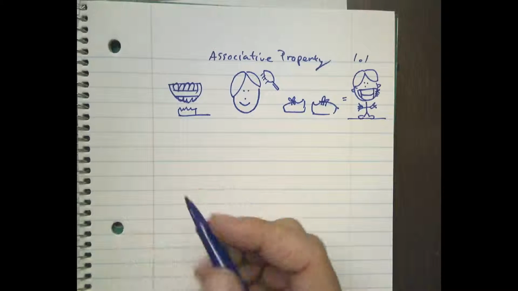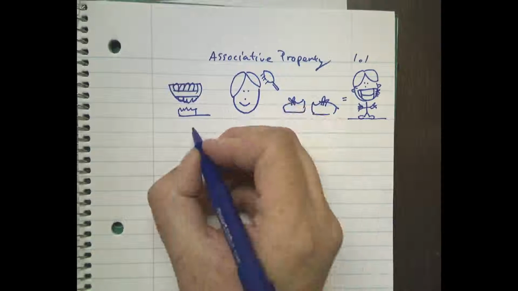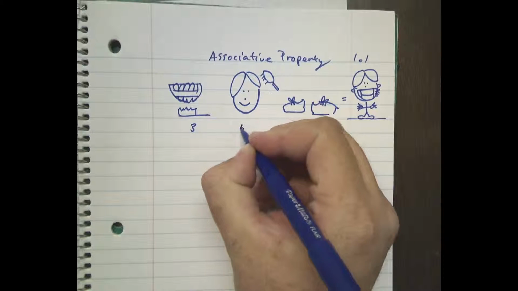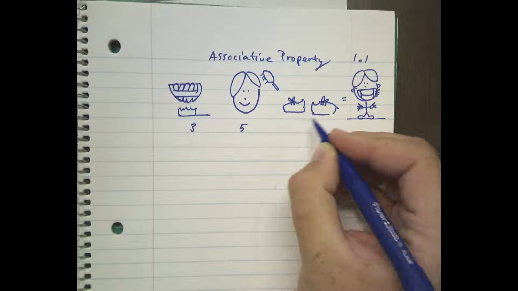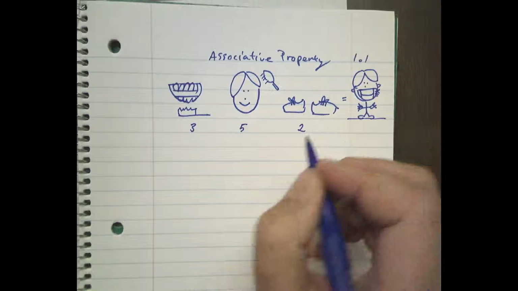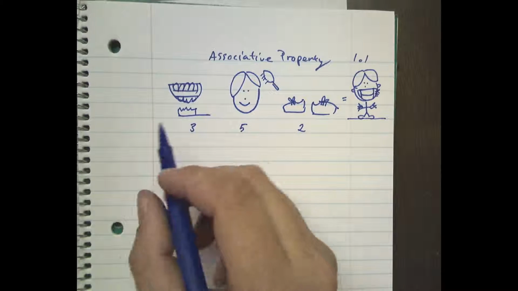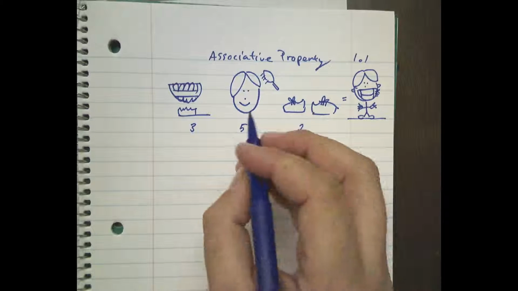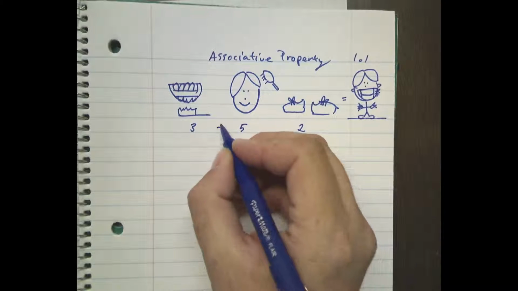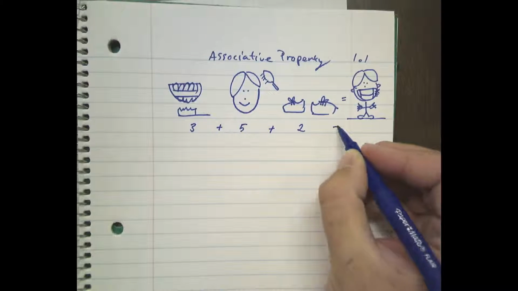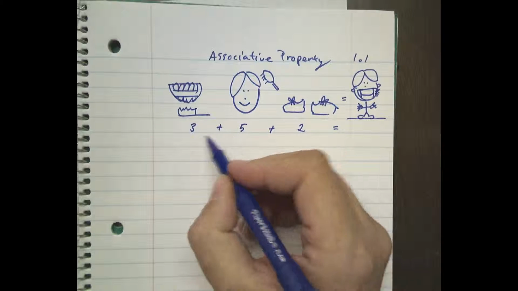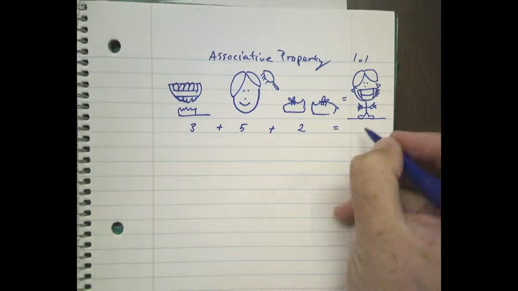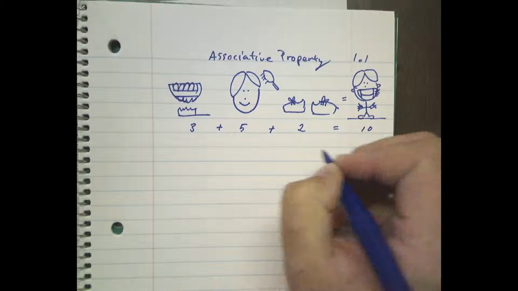We'll say brushing my teeth is going to be the number 3. And brushing my hair will be the number 5. And putting on my shoes will be the number 2. So when we're talking about the associative property of addition, we're going to be adding these numbers together. So 3 plus 5 plus 2. And I can do this in my head. So 3 plus 5 is going to be 8, and 8 plus 2 is going to equal 10, and so I'm going to be a 10 to start off my day.